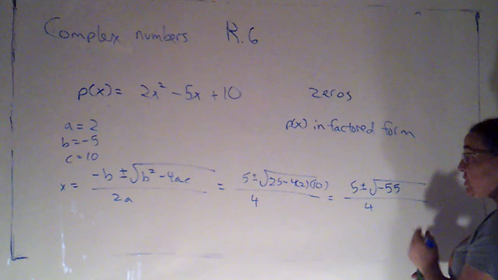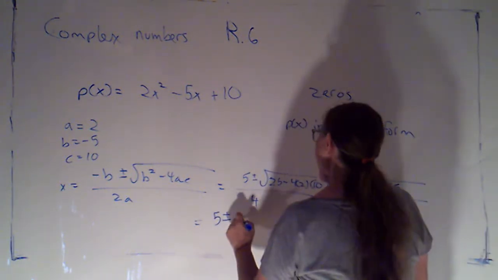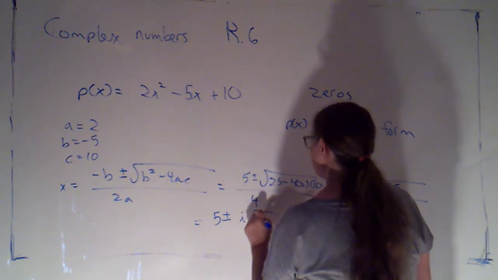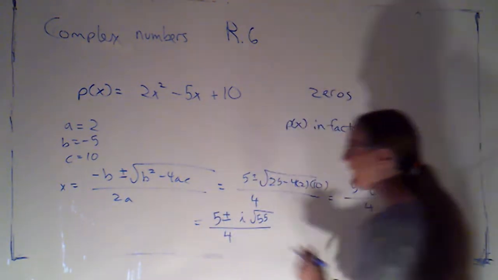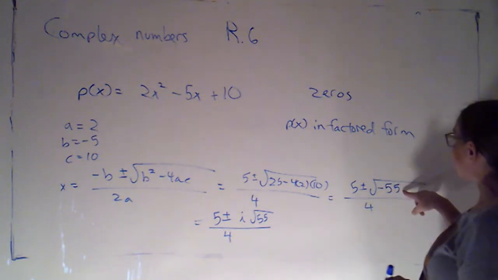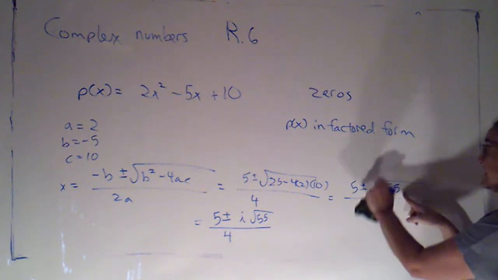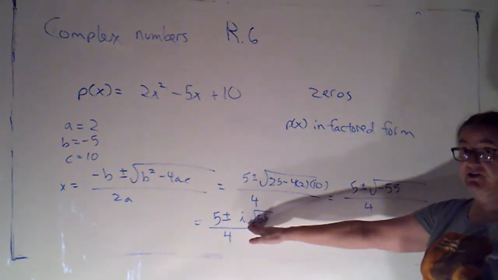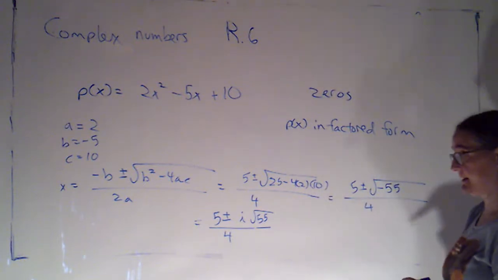All right, now I need to rewrite that. That's going to be 5 plus or minus i times the square root of 55, all over 4. So if there's a negative under the radical like this, I know that this root is going to be an imaginary number, so the entire zero is going to be a complex number.